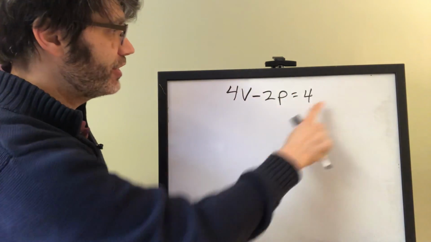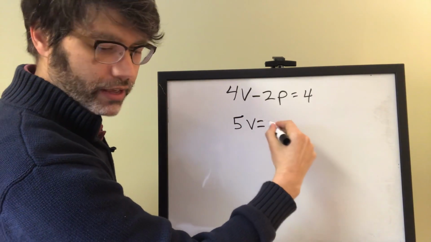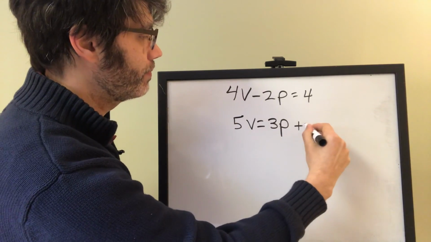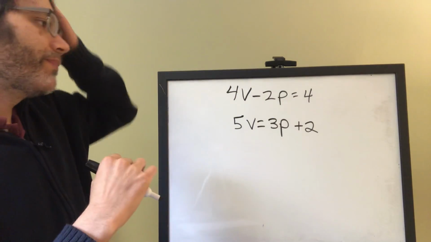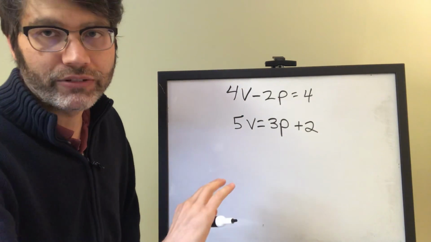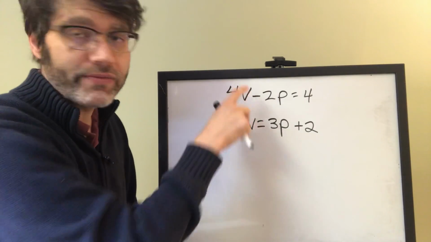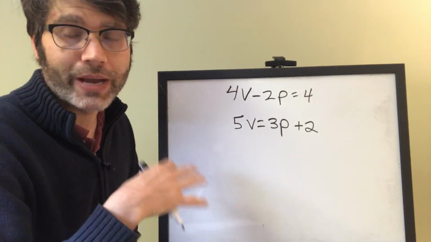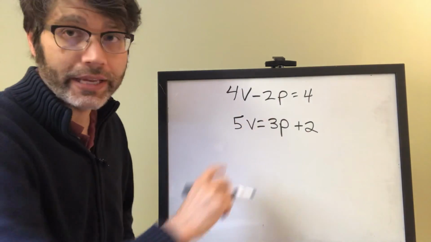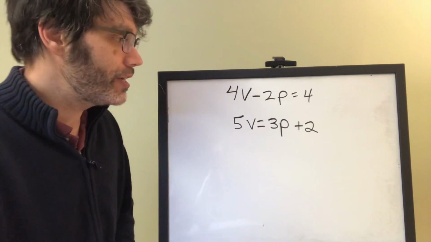So here's our first equation, and here is our second equation. And we are solving for v and p. Unfortunately, neither of these equations has a variable completely by itself. So that means we need to algebraically manipulate one of the equations so that one of the variables is by itself. It doesn't matter which variable gets by itself, v or p, but you just need to get one of them by itself so that you can plug it into the other equation.